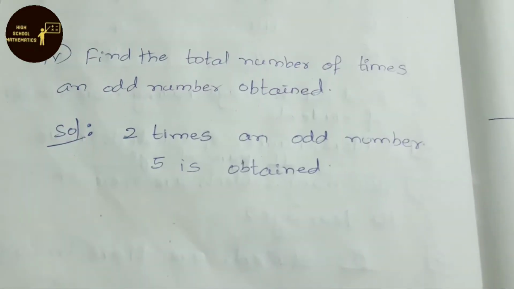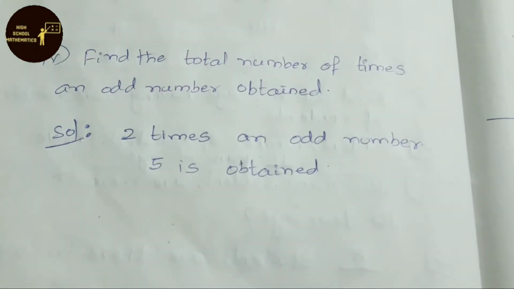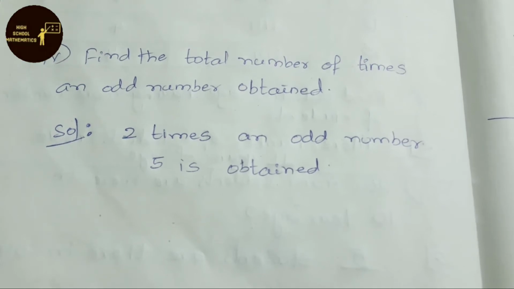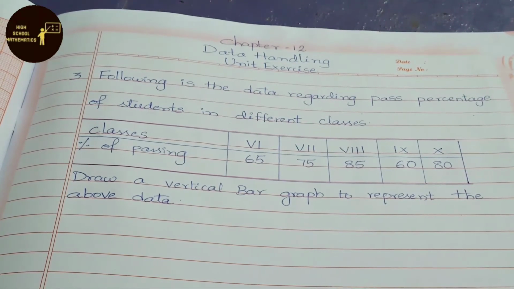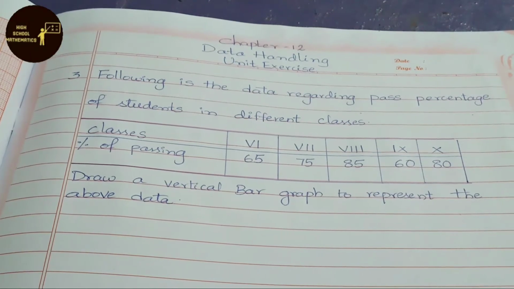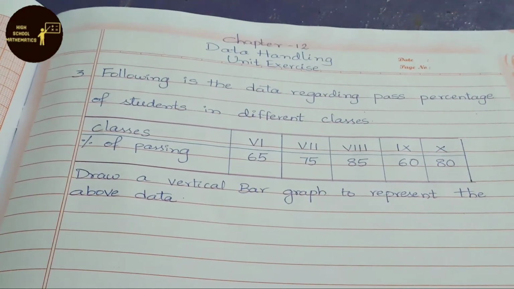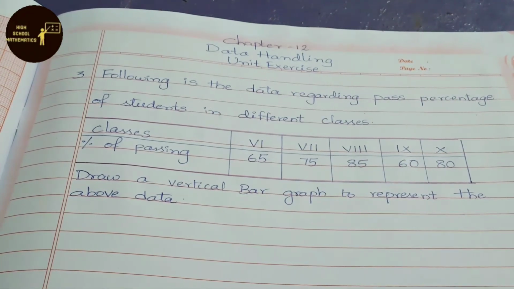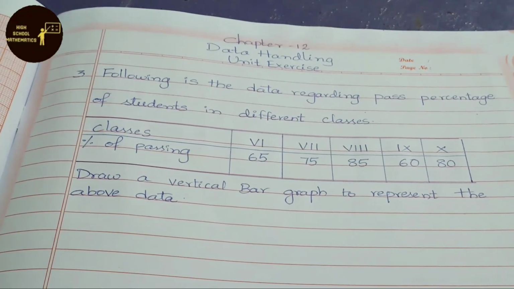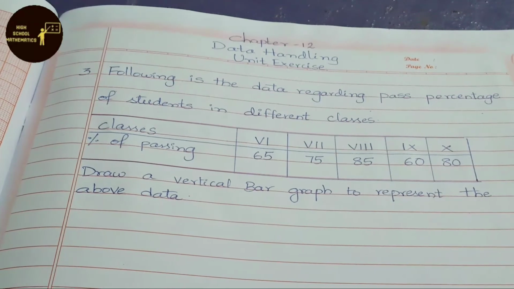See now question number 4. Find the total number of times an odd number was obtained. 2 times an odd number, that is 5, is obtained. See now question number 3. Following is the data regarding pass percentage of students in different classes. 6th class pass percentage is 65, 7th class 75, 8th class 85, 9th class 60 and 10th class 80%.